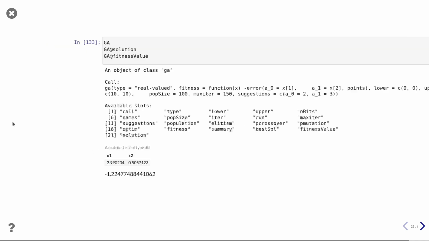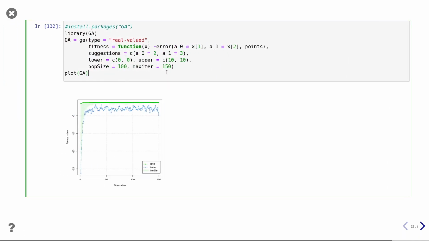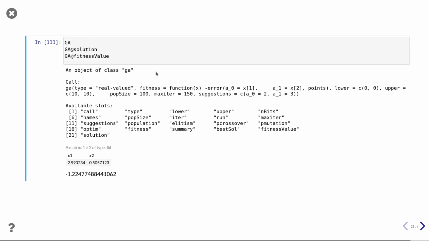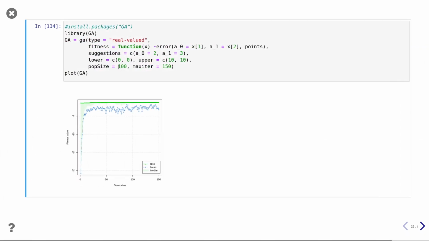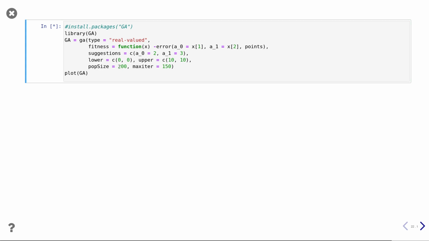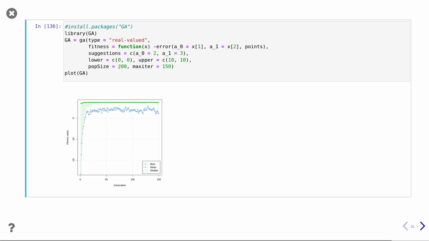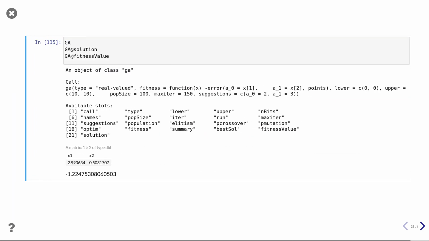Just out of curiosity, let's run it again and see if we get something that is better. And by better, I mean closer to the true solution. 2.99. Let's make it run a bit longer, or let's make it a bigger population. Perhaps if we increase the number of genes, we'll find better solutions. And of course, it takes longer.